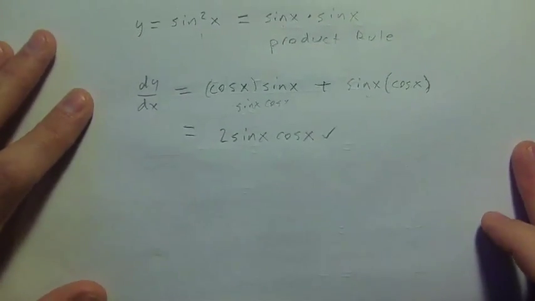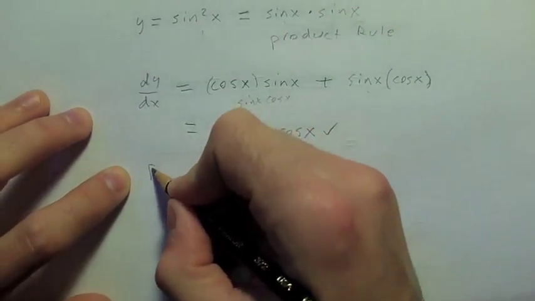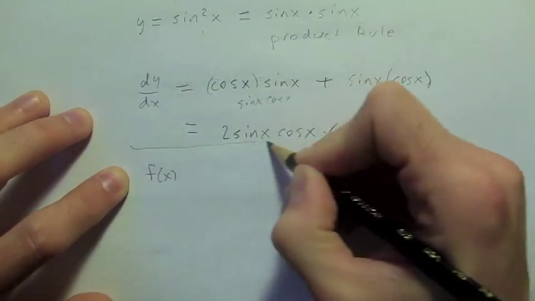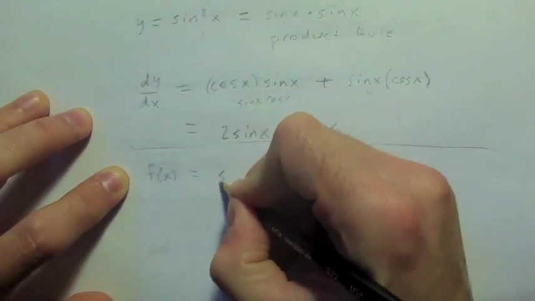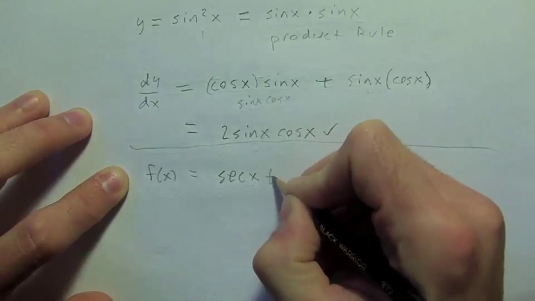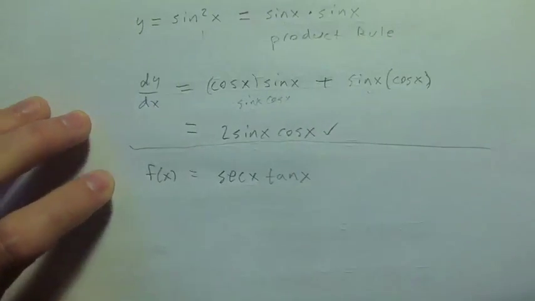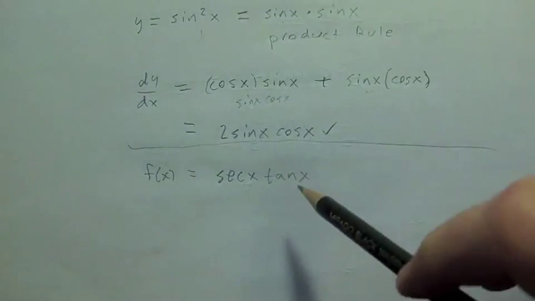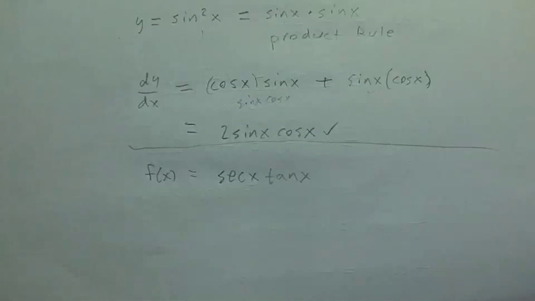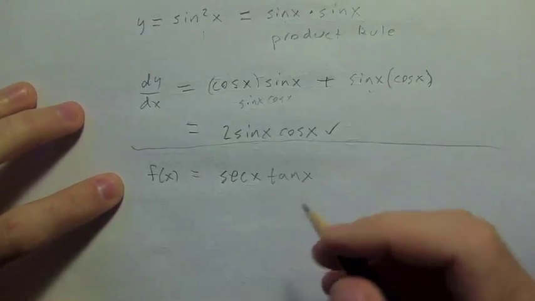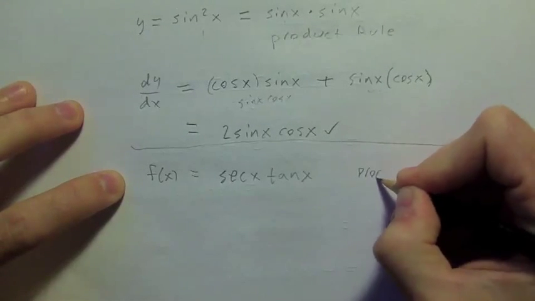We can continue this idea. Let's say I start with f of x equals secant x tangent x. Now you might think that looks familiar, right? That's the derivative of secant. So essentially this is like taking the second derivative of secant. So now we're going to take the derivative of secant x tangent x, and that's also going to be a product rule.